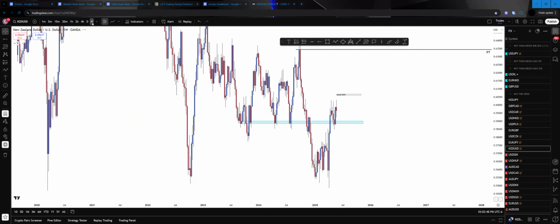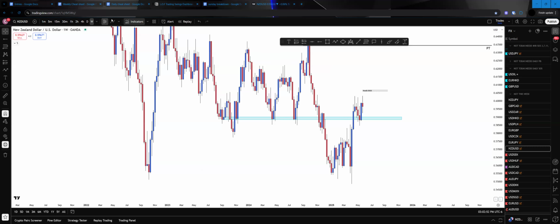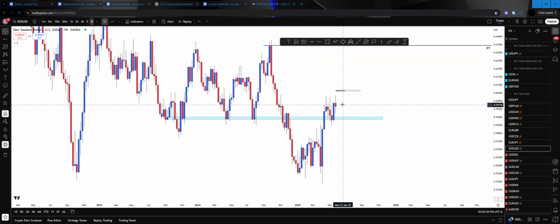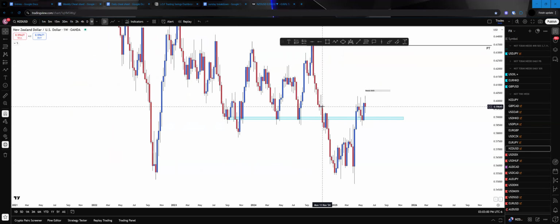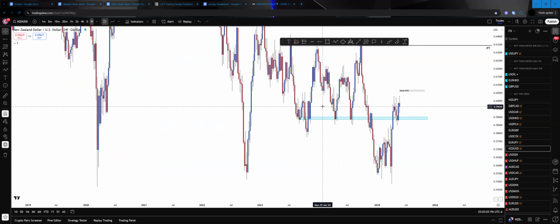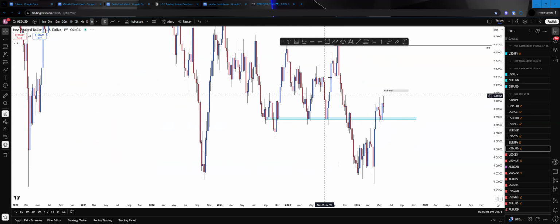NZD USD, 3:02, market should be opening now. On the weekly, we are at a higher high indecision candle, can't do a weekly wick pullback, and also cannot counter trend, and not at a weekly area of interest.